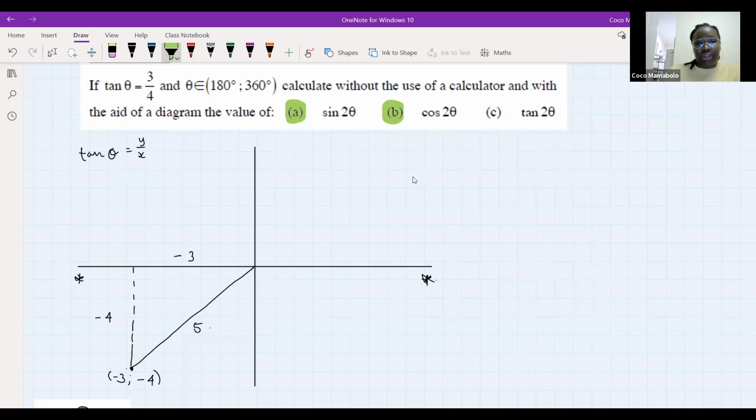Did I mix the values? Where did I mix the values? I think he means the 3 and 4. It's opposite over adjacent.